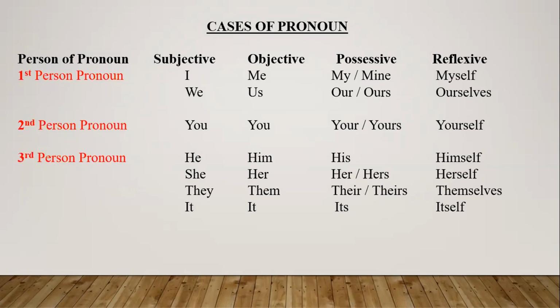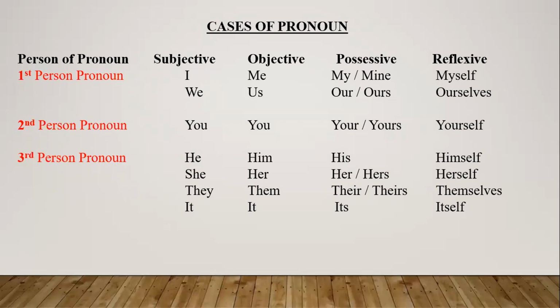If we talk about the first principle, that's called change of pronoun. So we must know about cases of pronoun. You can see here there are four columns: subjective, objective, possessive, and reflexive. First of all, we should know about first person, second person, and third person. For first person we have I and we, for second person we have you, and for third person we have he, she, it, and they. As you have been studying since your childhood, you must know about the objective case, possessive case, and reflexive case.